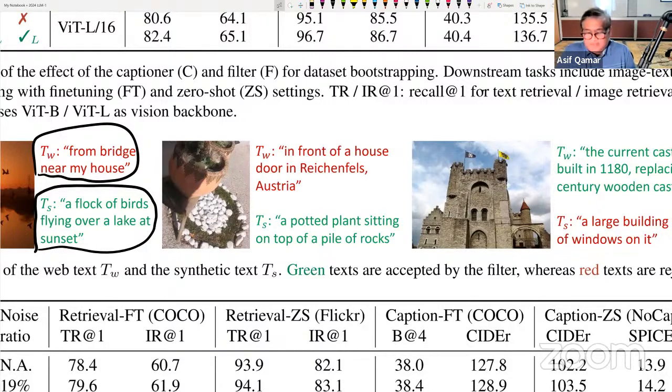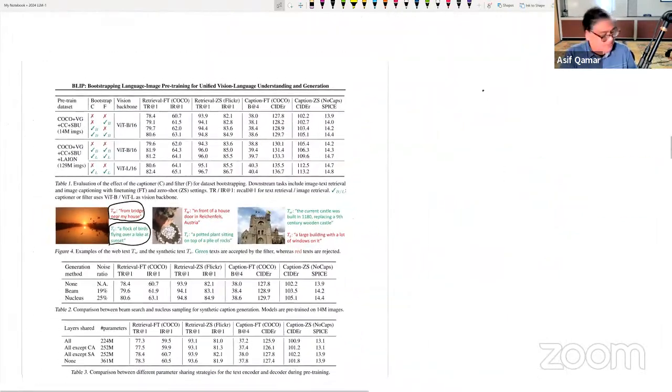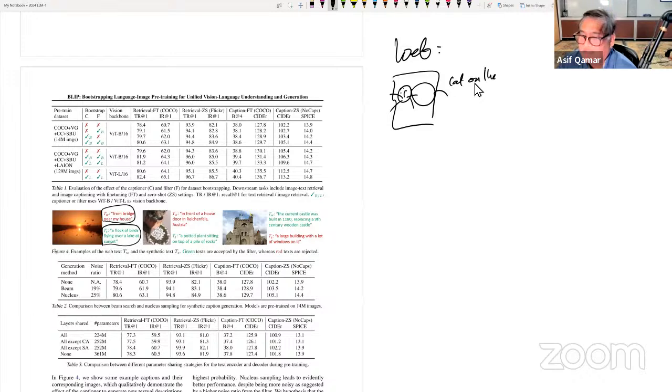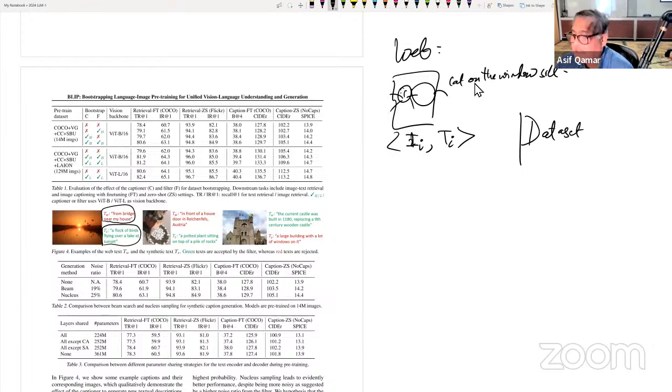Okay, guys, you guys are getting very confused. So let me start again. Let me draw it out again. Guys, from the web, what do we get? We get a lot of images. Cat. And cat on the window. So what am I getting? I'm getting an image I and a text I. I get these pairs. Do we agree with that? Yes. This is my data set. I call it the web data set in this paper, W.